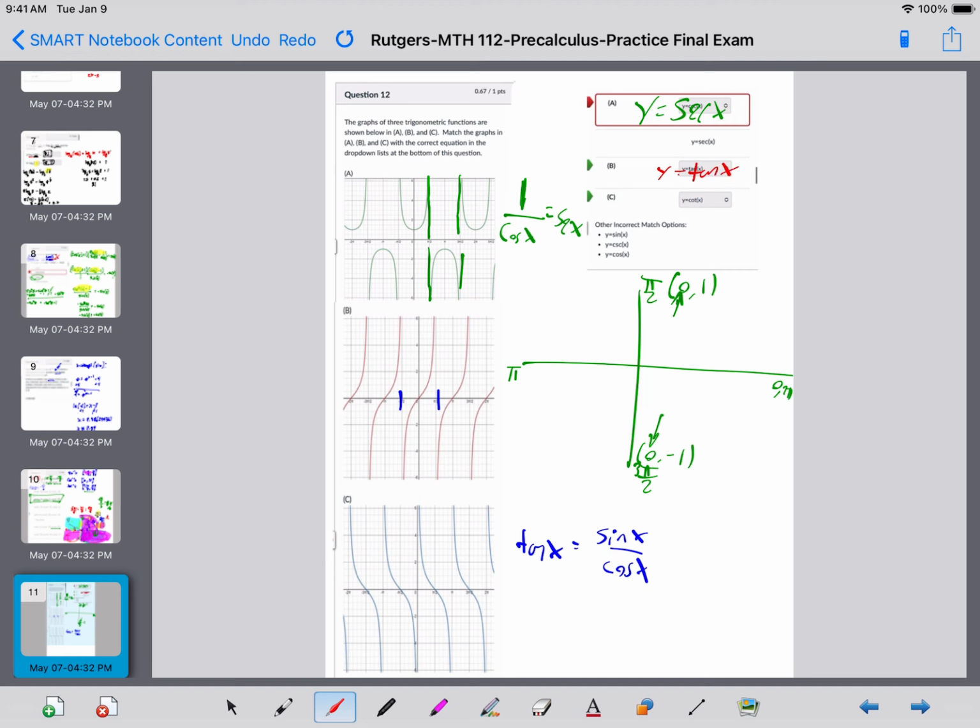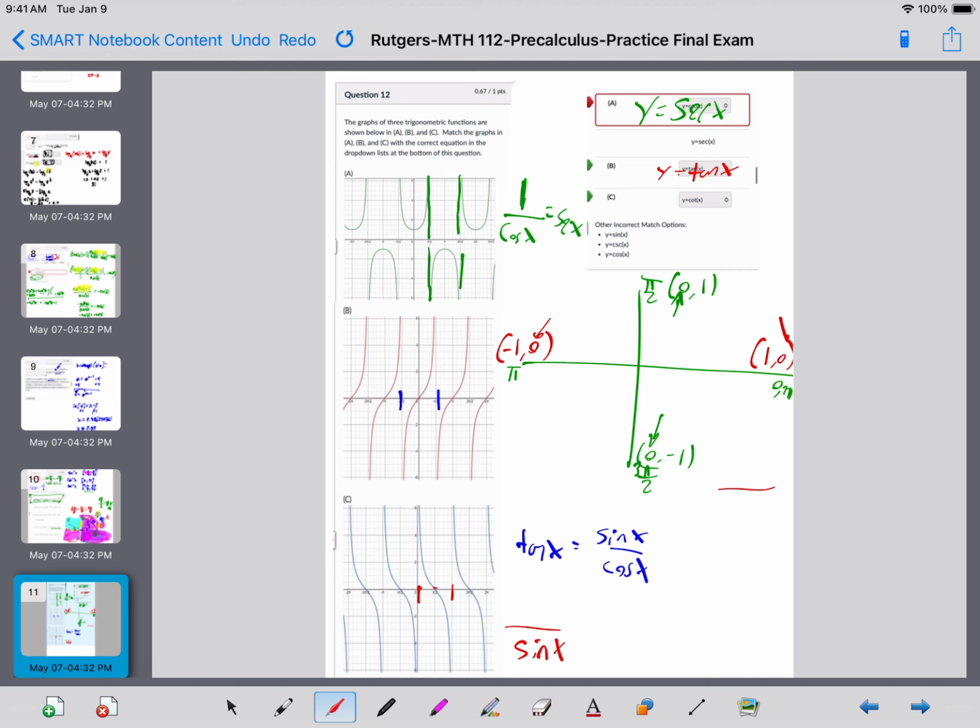So then for C, there's an asymptote at 0, there's an asymptote at pi, right? So that means the denominator would have to be 0 at pi. This point right here is -1, 0. At 0, this point is 1, 0. So it's where sine is 0, right? So we're going to have over sine.